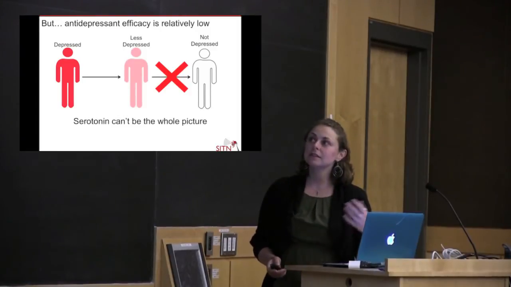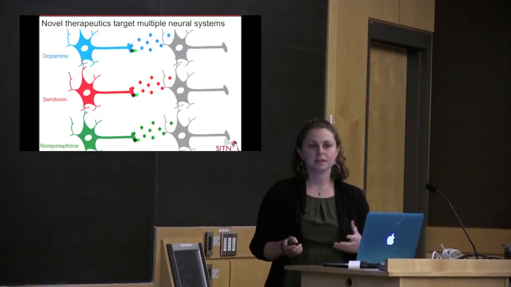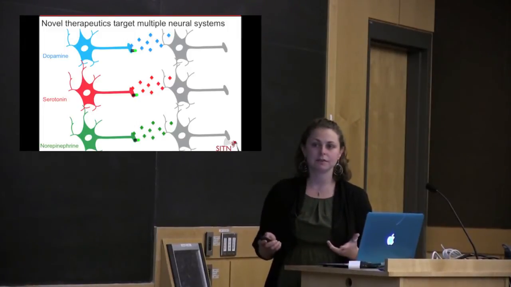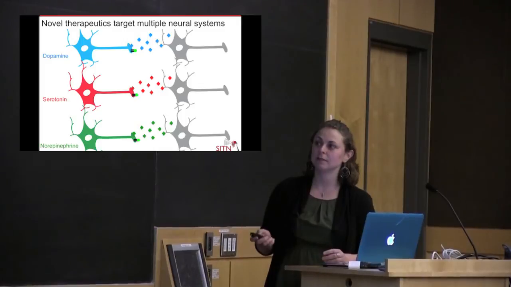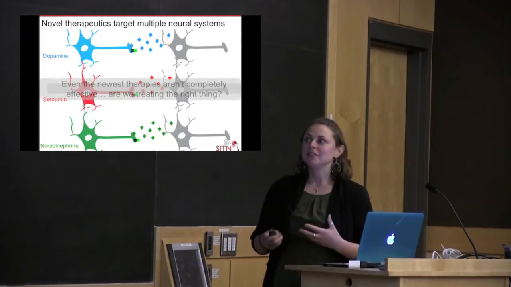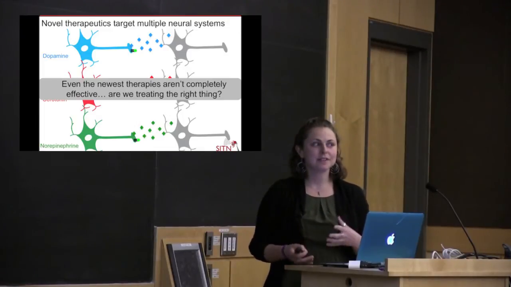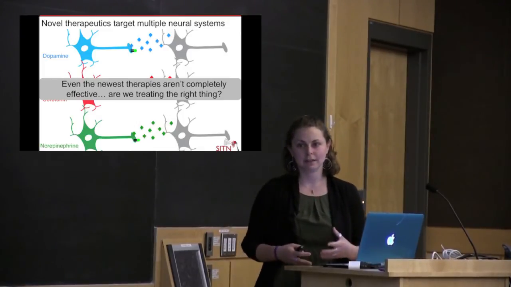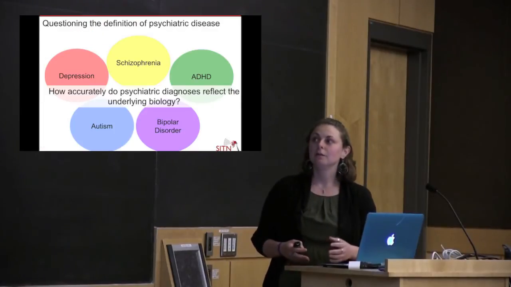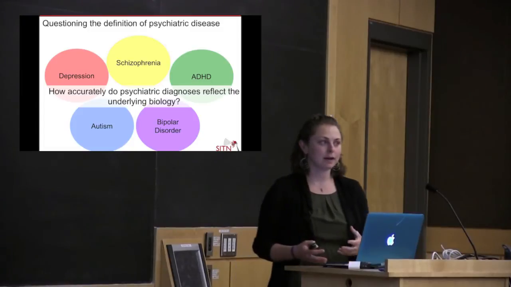And in fact, the newest classes of antidepressant therapies now target multiple neural systems in combination, including other neurotransmitter systems, such as the dopamine system and the norepinephrine system, in combination with the serotonin system to try and achieve a more complete effect. But there's another but, which is that even these newest therapies aren't completely effective, which, to me at least, raises the question of whether we're treating the right thing. So put another way, we can ask, how accurately do psychiatric diagnoses reflect the underlying biology?